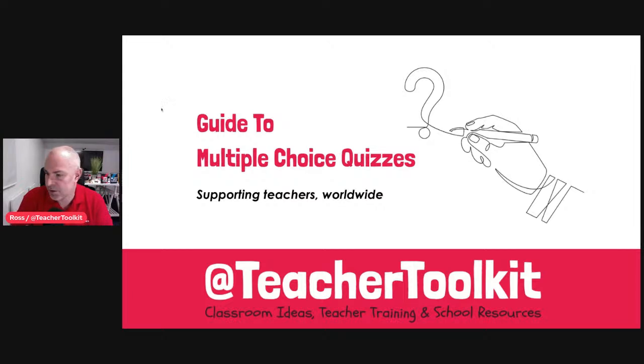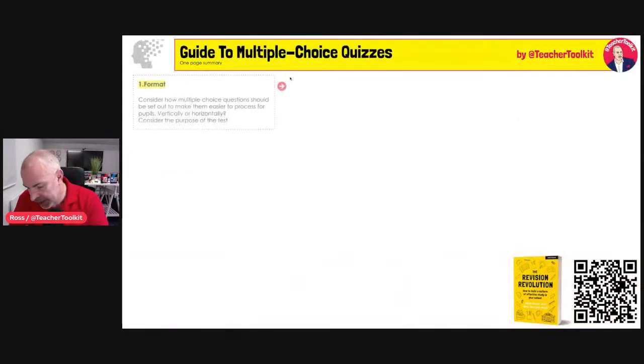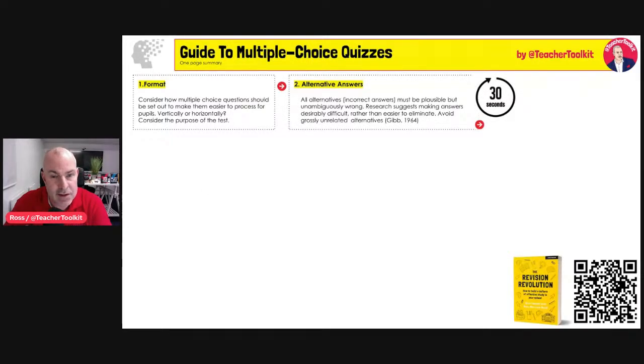So what I've got for you here on the slides is a little walkthrough that I'd like to go through with you step by step. Now, in the resource download, you can get all this, and there's a bit more detail behind the scenes. But first of all, you need to consider the format of how the multiple choice question is designed. Obviously, there's lots of online software to consider. You need to consider the alternative questions. So you need to avoid grossly unrelated alternatives, desirable difficulty. Make the choices harder to eliminate if you want to increase storage strength.